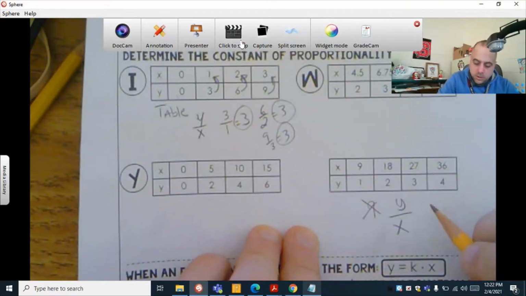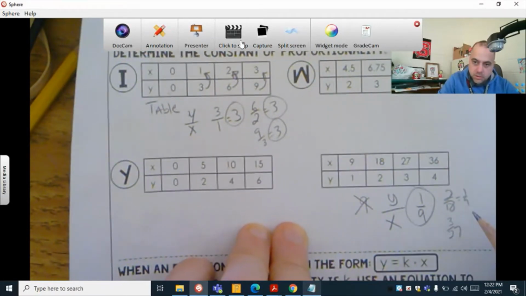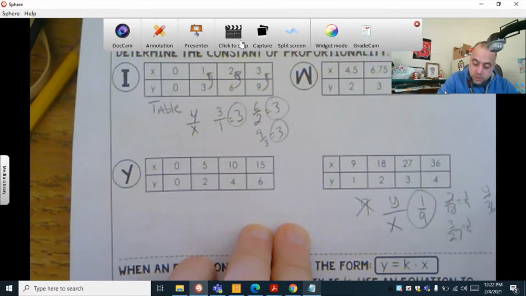1 divided by 9. And most of the time when it's like this, you see how it all works out, you just finish. So the answer is 1/9. You could do 2 over 18. That's 1/9, right? What about 3 over 27? That's 1/9, simplified, right? And 4 over 36 is also equal to 1 over 9.